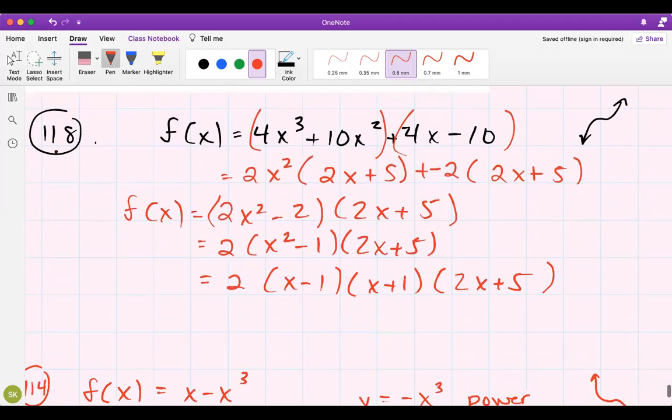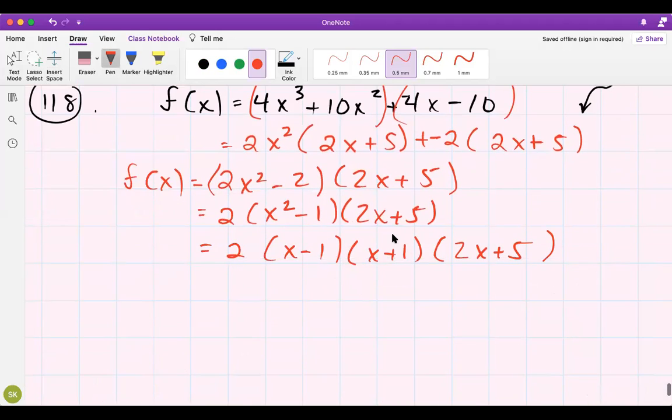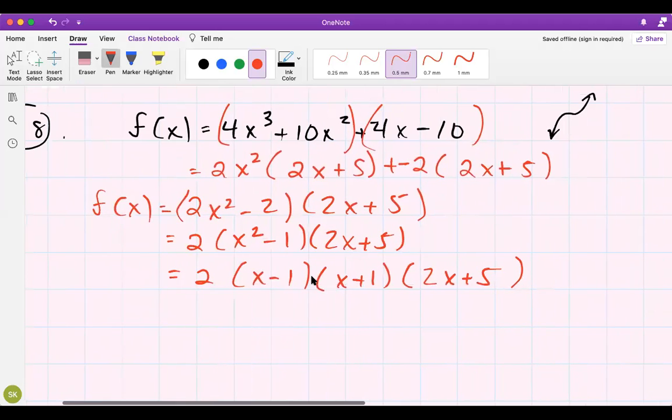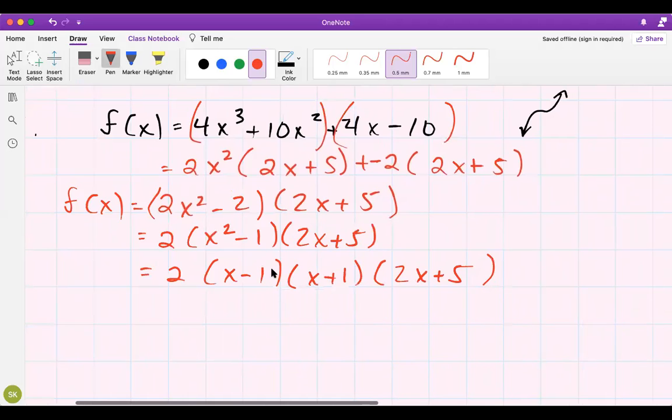From here, you can figure out your roots. You can see that you're going to have roots of 1/2, -1, and -5/2 if you set this equal to 0. They all have multiplicity of 1. Because of that, you're going to cross the x-axis for each one of these.